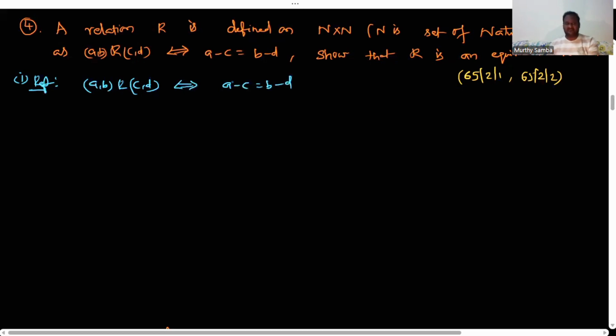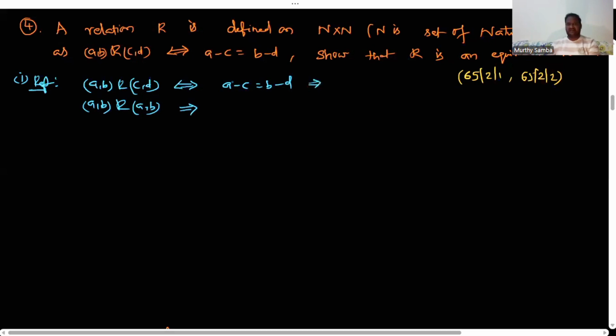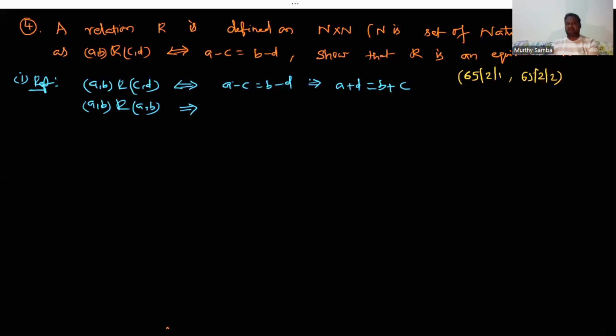Now, in the case of a reflexive relation, you have to show that (A, B) is related to (A, B). Before you apply this, try to understand how an ordered pair is related to an ordered pair. A - C = B - D. I am just transposing D to the left-hand side and C to the right-hand side. Then it becomes A + D = B + C. This is for my understanding. A and D are the extremes of the ordered pairs, and B and C are the means of the ordered pairs. I can understand that.